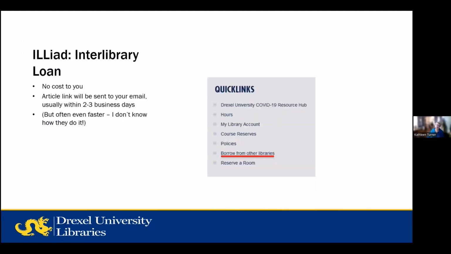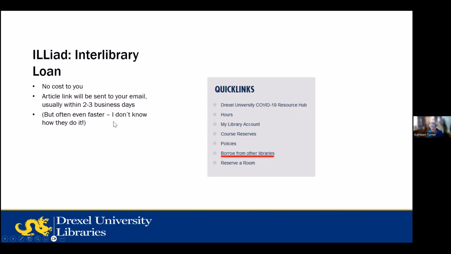Now, if you don't happen to be using Dragon Search to find a citation, you can also access the interlibrary loan system, called Iliad, by the way, directly from the library homepage. Just use the borrow from other libraries option and look for the Iliad login link.